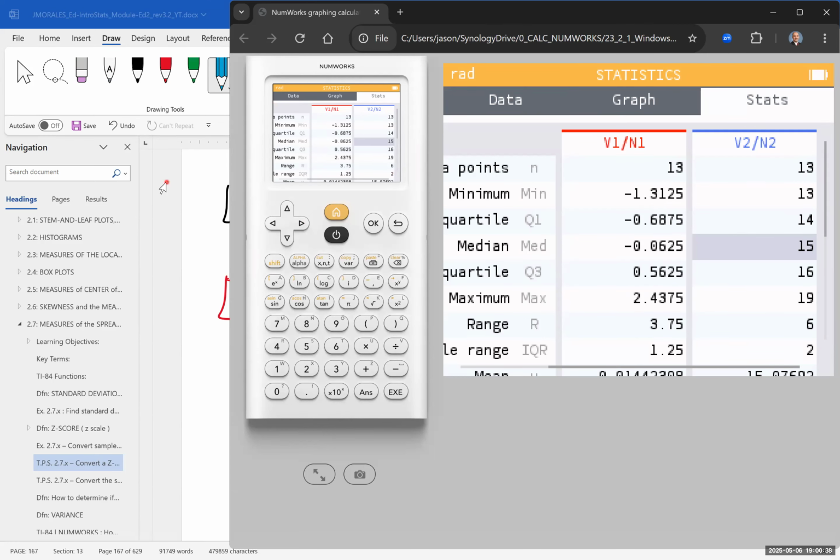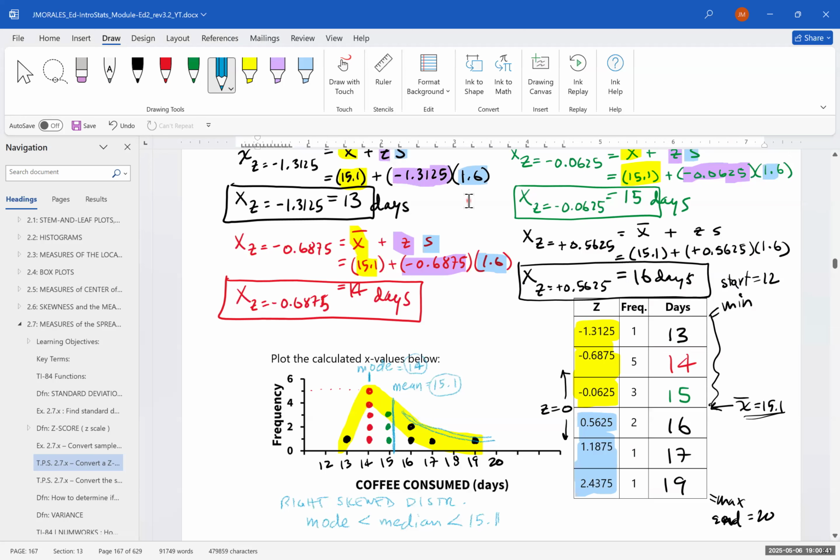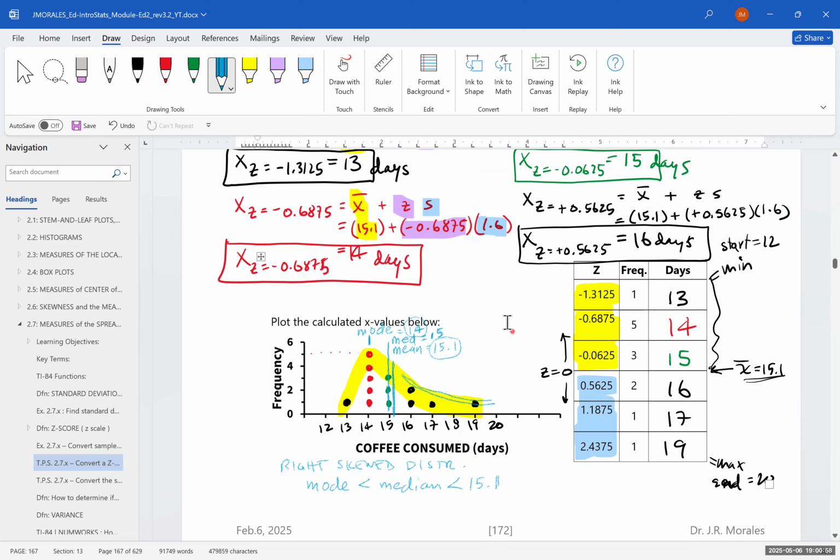So if we come back over here, the median is right here. The median is 15. 15 is between 14 and 15.1. So the mode was 14, the median was 15, and I think I need more coffee. This should be the mean. And the mean was 15.1.